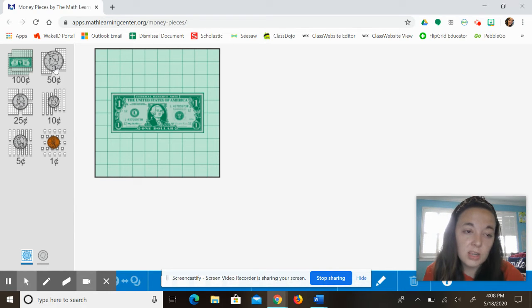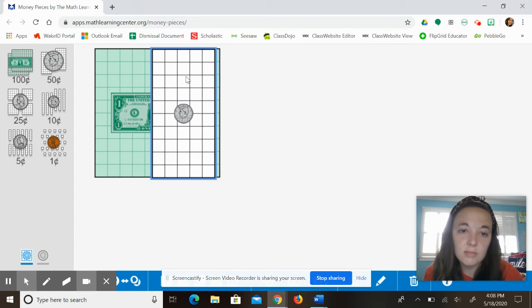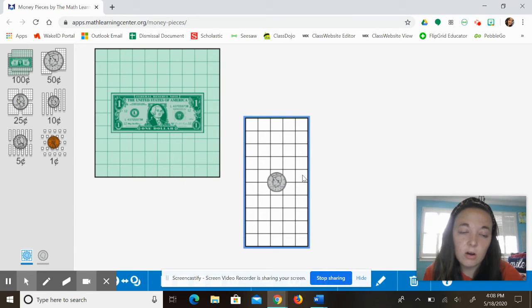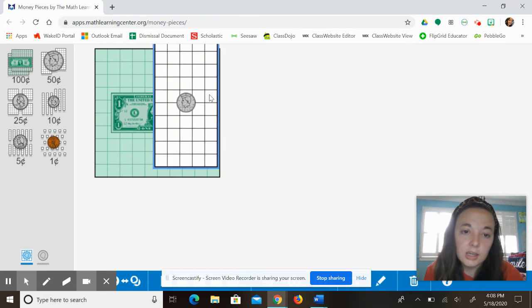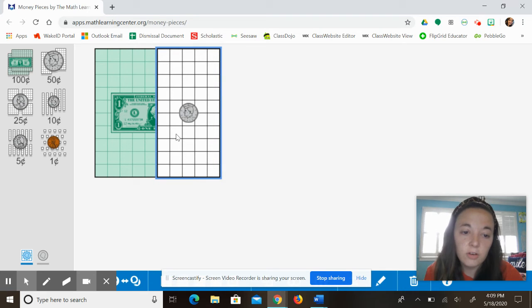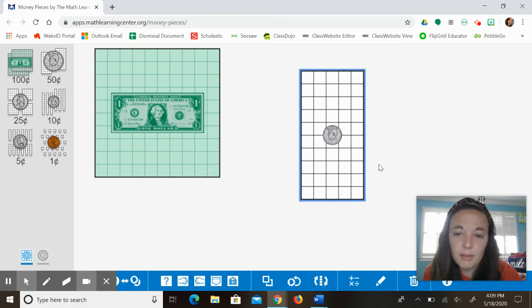We didn't talk about this coin either. This is a half dollar or a 50-cent coin. We don't really use them that much anymore. But the cool thing about this application is that it shows you how many pennies or how many cents it is worth. So if I wanted to know how much it's worth compared to a dollar, I could lay this over the dollar and you can see that it is half of a $1 bill, or 50 cents, because 50 is half of 100. So just something that you can practice with.